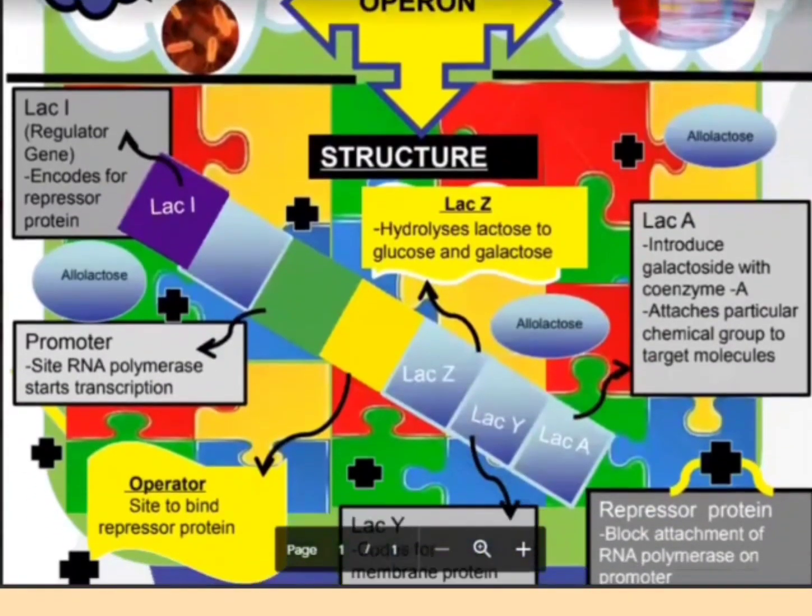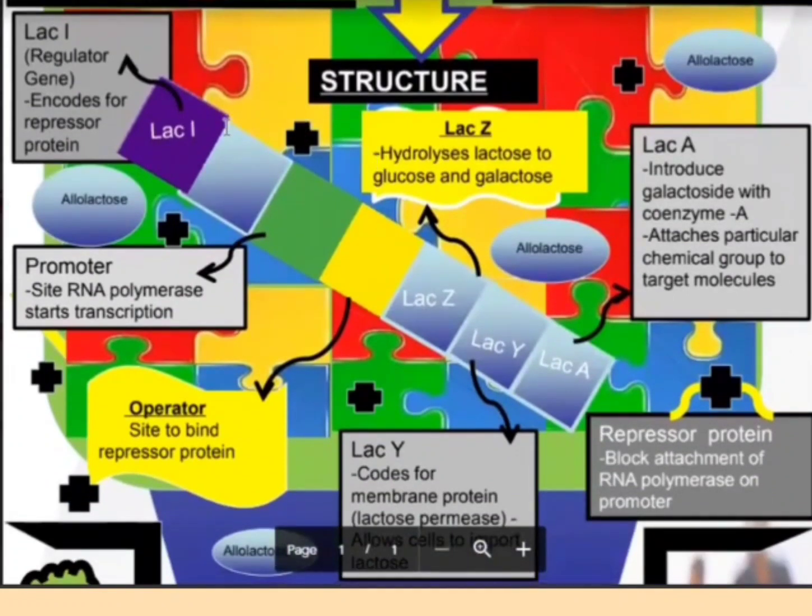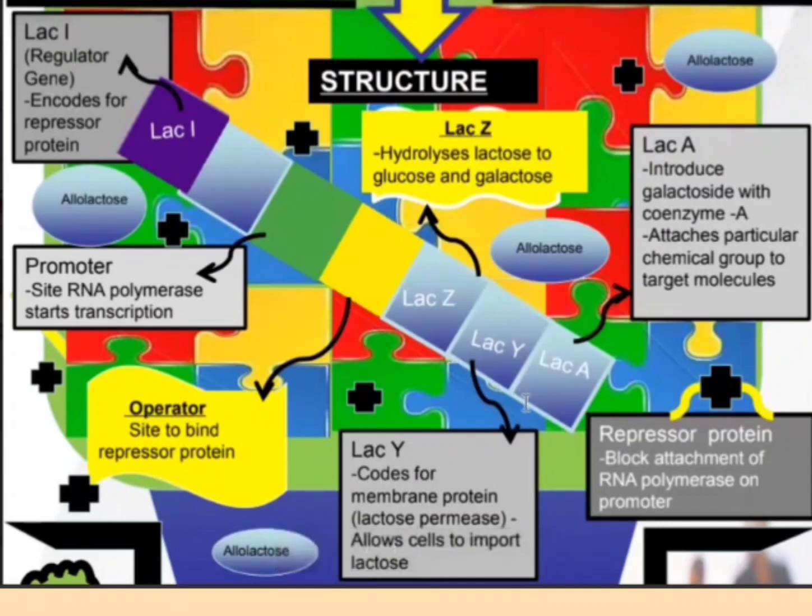Let's now go to the structure. The lac operon consists of lac I, lac Z, lac Y, lac A, promoter and operator. Lac I is in purple color. It is the regulator gene. It encodes for repressor protein. Promoter is green in color. It's the site for RNA polymerase to start its transcription. The next is operator, which is in yellow color. It's the site to bind repressor protein.